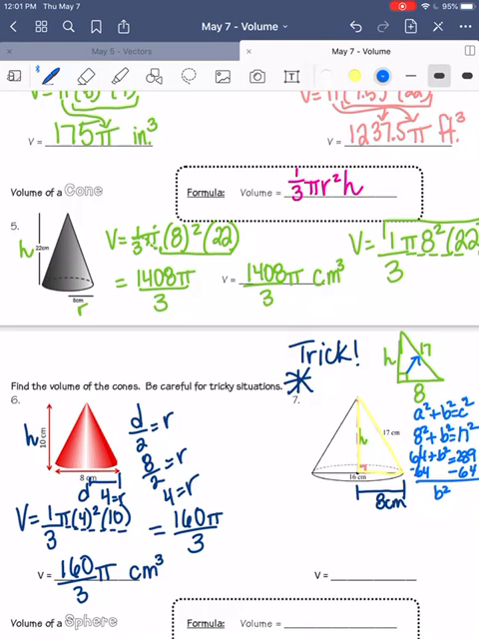So b squared equals 225. And yay for us, that is a perfect square. So if you take the square root of 225, you get 15. And so now that is our height. Okay? So that's the trick you need to look out for. That's really the way I could try to make it a little more challenging for you. So be on the lookout for that.